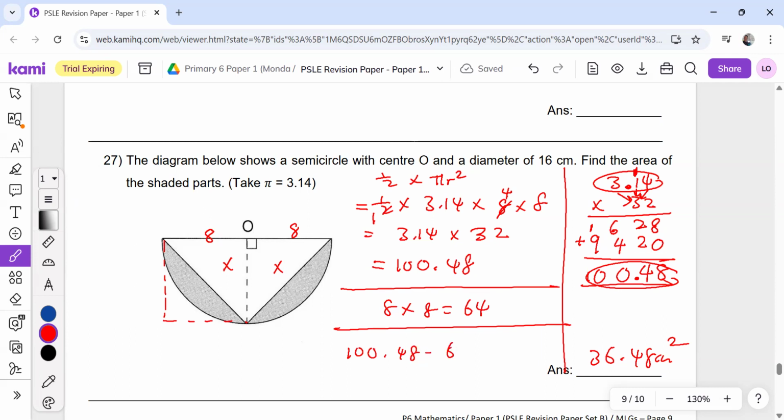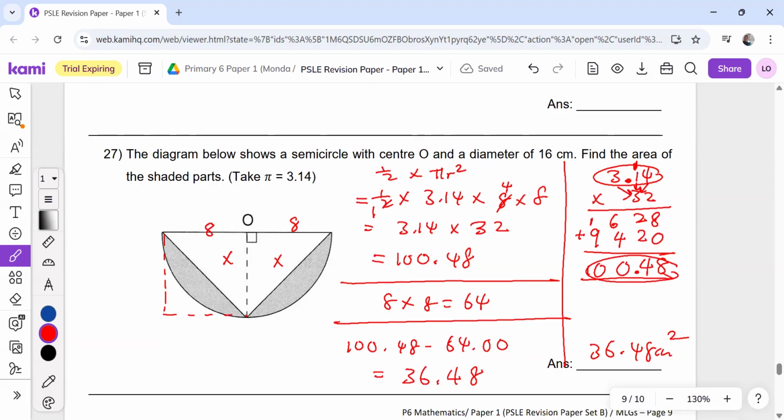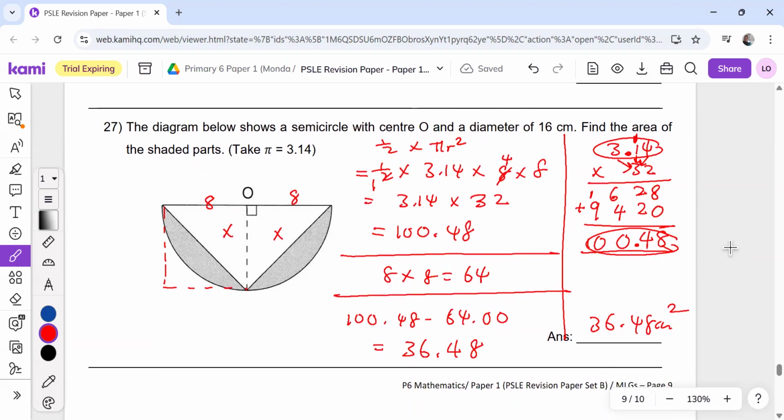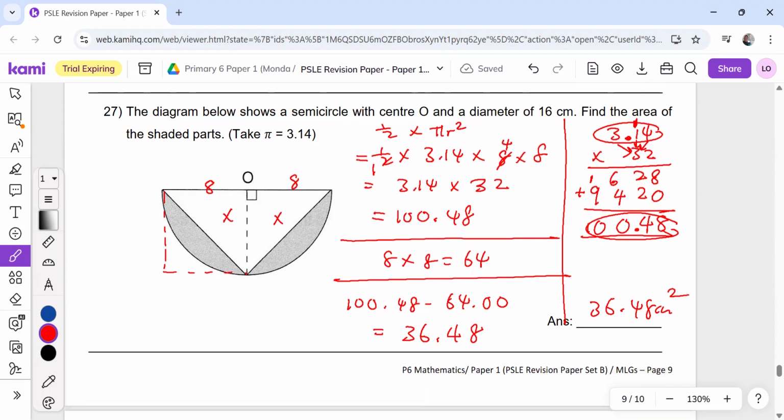Then after that, take away. 100.48 minus 64.00. And then do the working, no calculator, and you will get 36.48 centimeter square, which is the shaded part. Okay? Okay, done? Any questions? Gonna move on to the next one already, yeah?